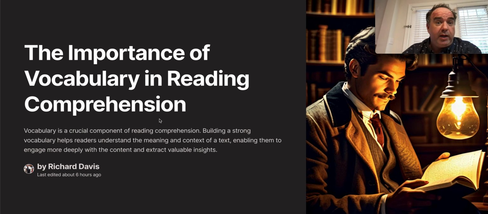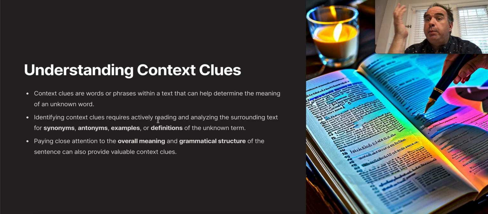Context clues. Context clues are words or phrases in a text that help determine the meaning of an unknown word. So in linguistics, there's something called the X-band test, which is if I take this word out and I replace it with another word and that sentence works, then that word and the word I don't know should be similar in meaning in theory or similar parts of speech. So that's something we can do. So identifying context clues is active reading and analyzing the surrounding text. You've got to look for synonyms, antonyms, examples, or definitions of the unknown term.